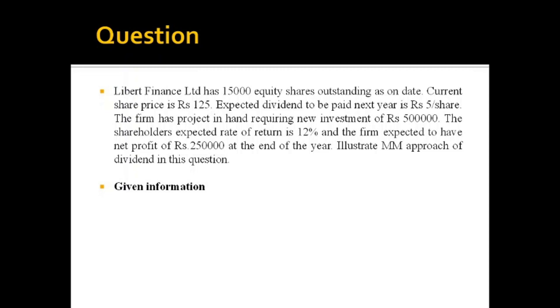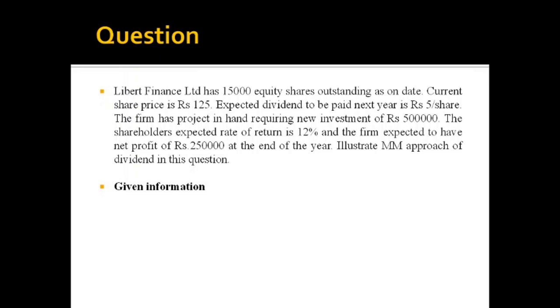Lots of information is given, and we need to prove the Modigliani and Miller approach in this question. That means we have to prove that when the company is paying dividend and when the company is not paying dividend, the value remains the same. We want to do this question in two different ways. In part A, the firm is paying dividend and we want to calculate the value, and in part B, the firm is not paying any dividend and we want to calculate the value, and we want to prove that the value remains the same and hence the dividend policy has no role on the value of the firm.